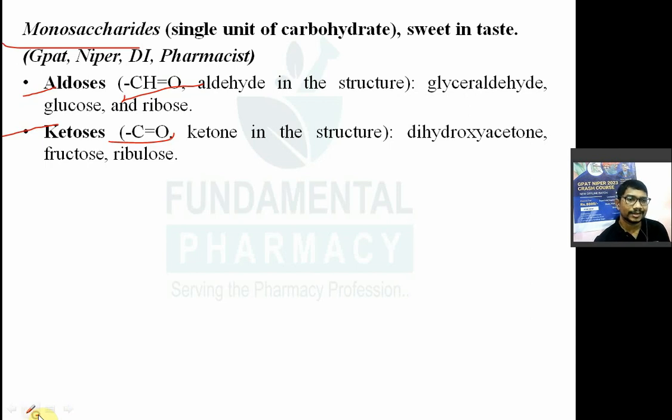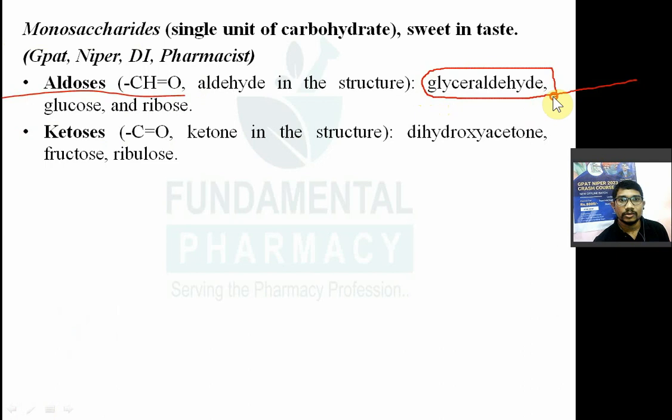Another example is there. Okay, so aldose किसको बोलेंगे? Those sugars which have an aldehyde in the structure are known as aldose sugars. For example, glyceraldehyde. Glyceraldehyde is a 3 carbon atom containing simplest sugar. Okay, so it is an aldose. Again, glucose also has an aldehyde group, so glucose is an aldose sugar. Ribose is a 4 carbon atom containing sugar having an aldehyde group, so ribose is an aldose sugar.